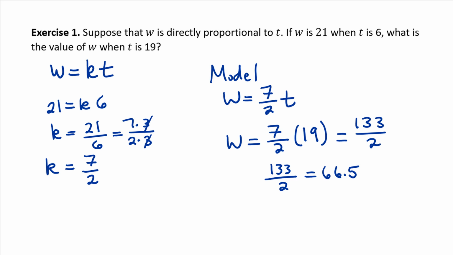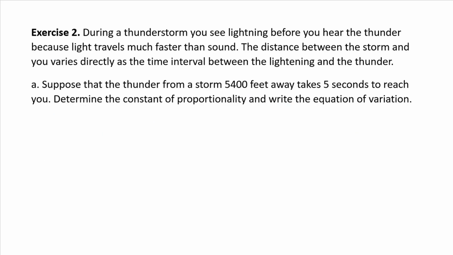During a thunderstorm, you see lightning before you hear the thunder because light travels much faster than sound. The distance between the storm and you varies directly as the time interval between the lightning and the thunder. Part A. Suppose that the thunder from a storm 5,400 feet away takes 5 seconds to reach you. Determine the constant of proportionality and write the equation of variation.